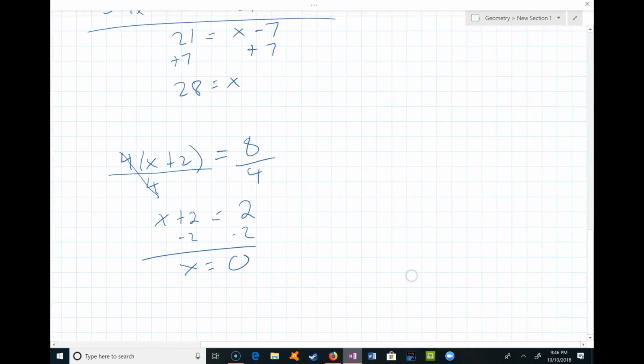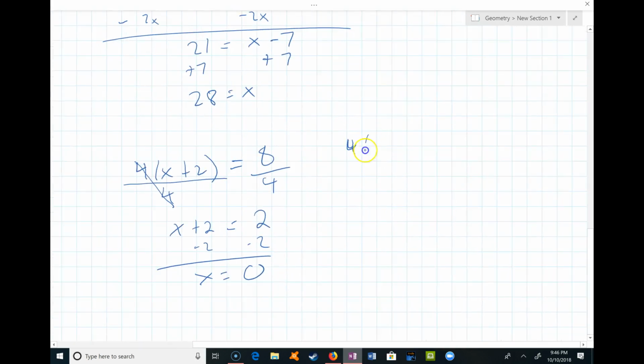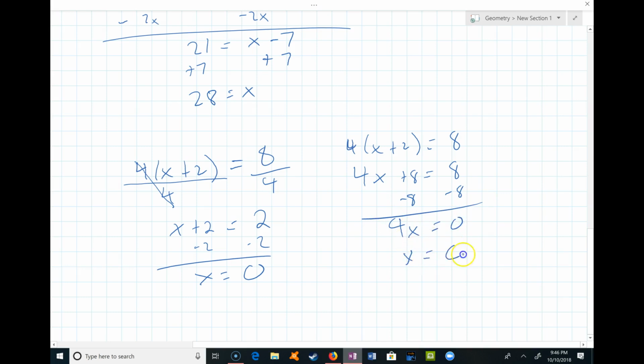Okay? Now, what if we would have done it the other way? 4 times x plus 2 is equal to 8. Well, if I were to simplify first, I get 4x plus 8 is equal to 8. Subtract 8 from both sides, and I get 4x is equal to 0. Divide both sides by 4, and I get x is equal to 0. Okay, so it doesn't matter. As long as I follow the rules, I can do it in either method.